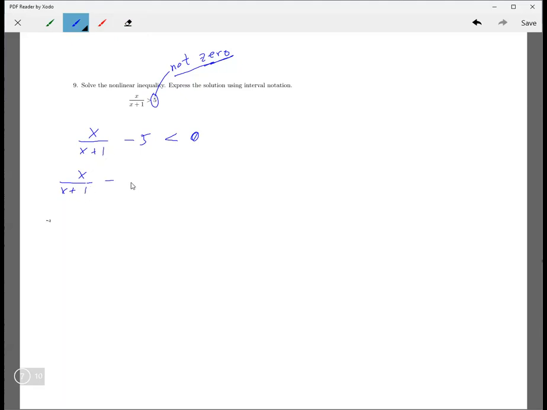Get a common denominator by multiplying this term by x plus 1 over x plus 1. And now you can combine the denominators, but you have 5x minus 5 all over x plus 1. And so you have negative 4x minus 5 less than 0. Okay, so now you have less than 0. Let me go one more step, and I will factor out a negative 1, like that.